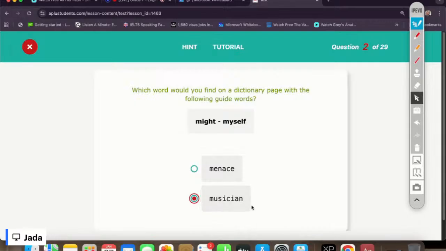So we can find musical. Okay, so which word would you find between yes to young, young or yield?